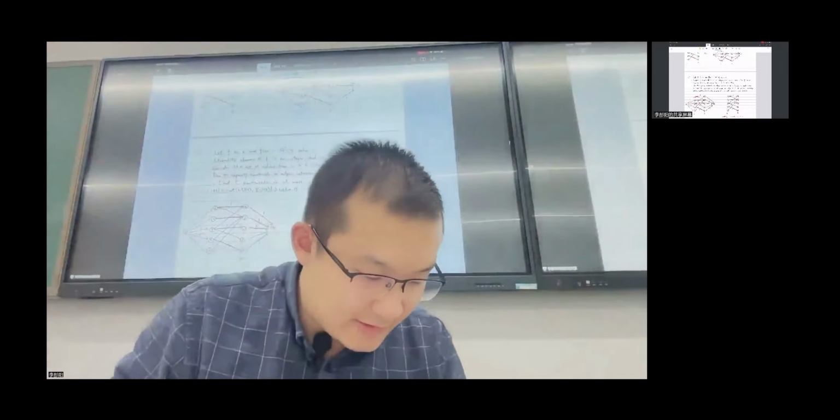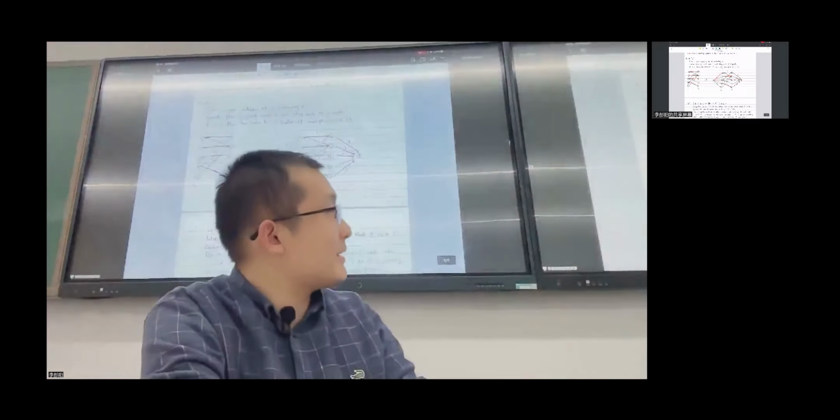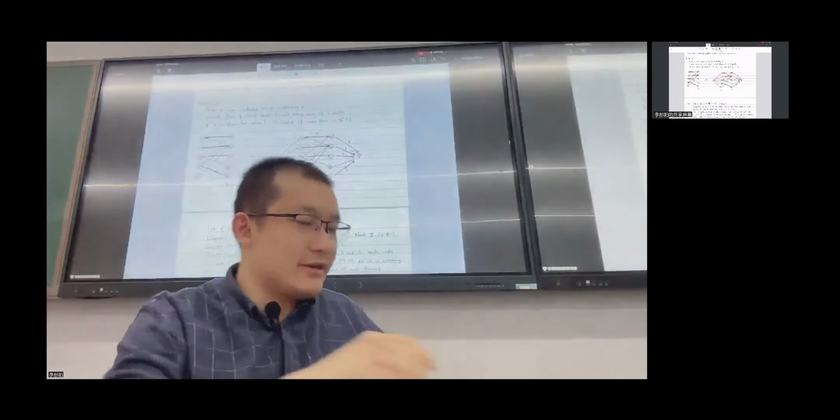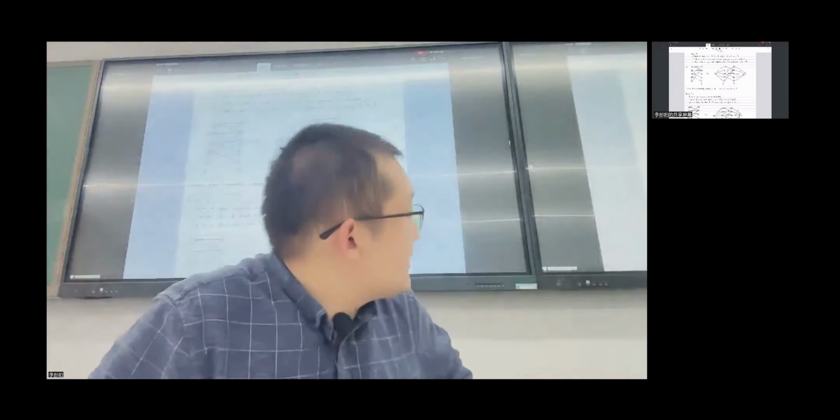Let's come back to our class. So basically in the last class, we have been talking about applications of the max flow algorithms. The first problem that we took a look at is the bipartite matching problem.